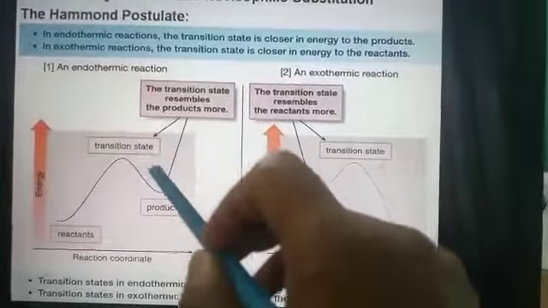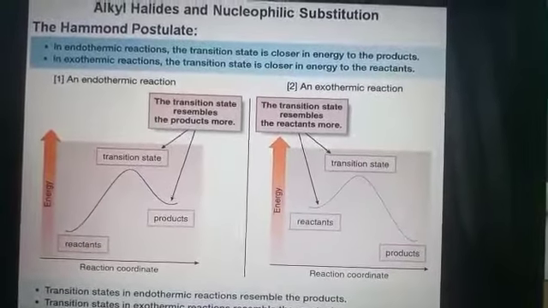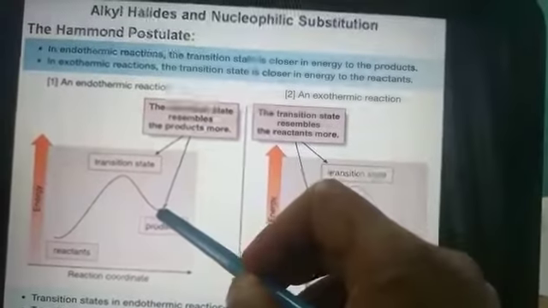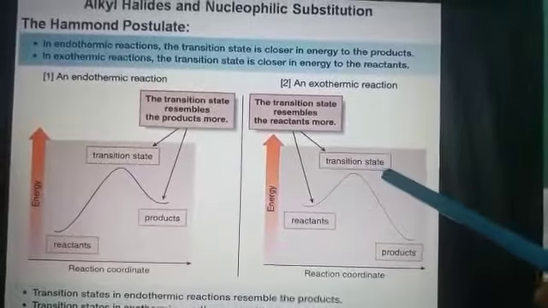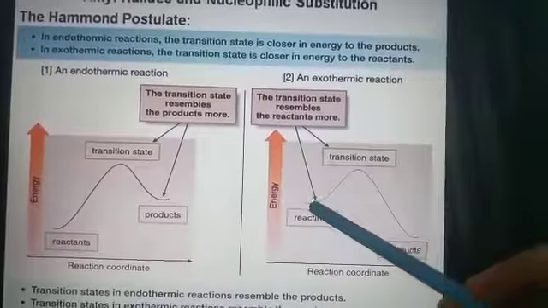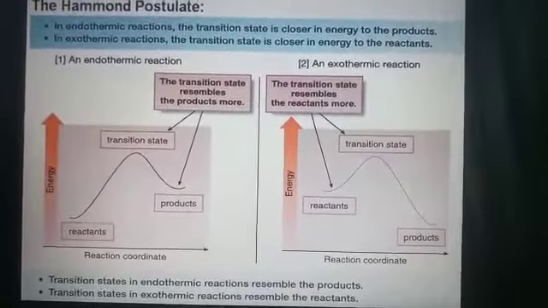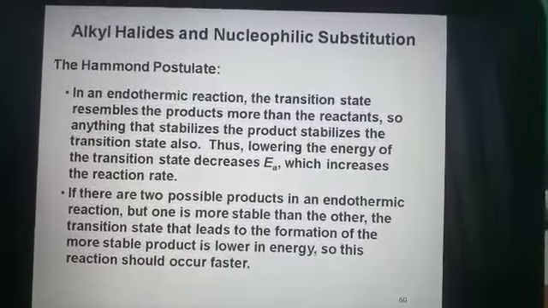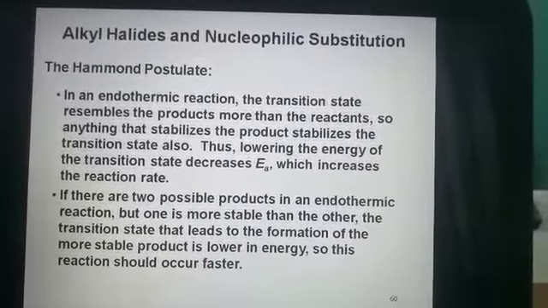In this diagram you can see, in the case of endothermic reactions, the transition state is closer to the energy of the products. In exothermic reactions, the transition state is closer in energy to the reactants. So, in the case of an endothermic reaction, the transition state resembles the products more than the reactants.